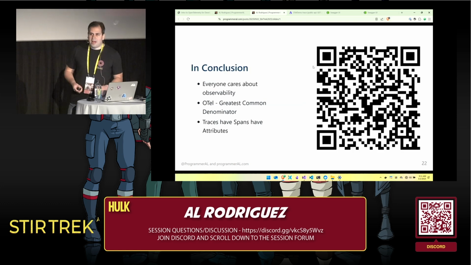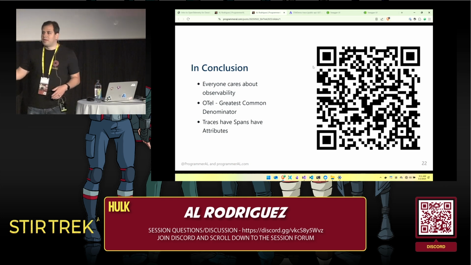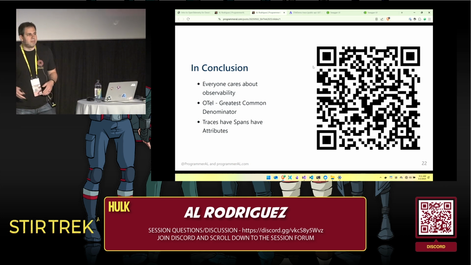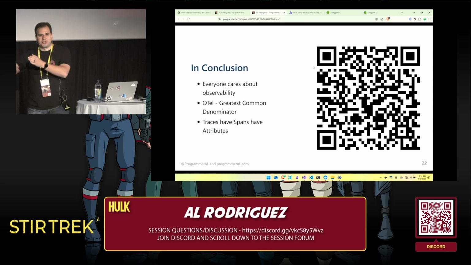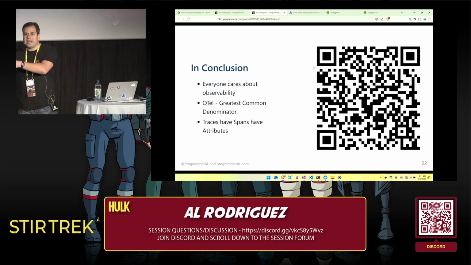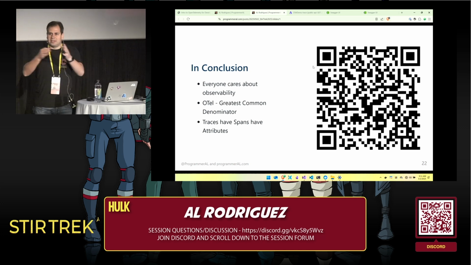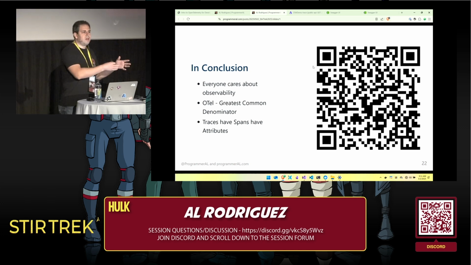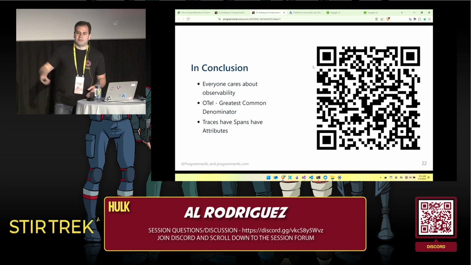All right, and this is it. So in conclusion, everyone at the company cares about observability, and OpenTelemetry as a technology makes that a little bit easier, right? I don't think I really drove home how much easier it is to go from those spans and attributes, querying that information, to what the PMs care about. But it's that kind of thing that makes answering their questions a lot easier. And then lastly, traces have spans, have attributes.